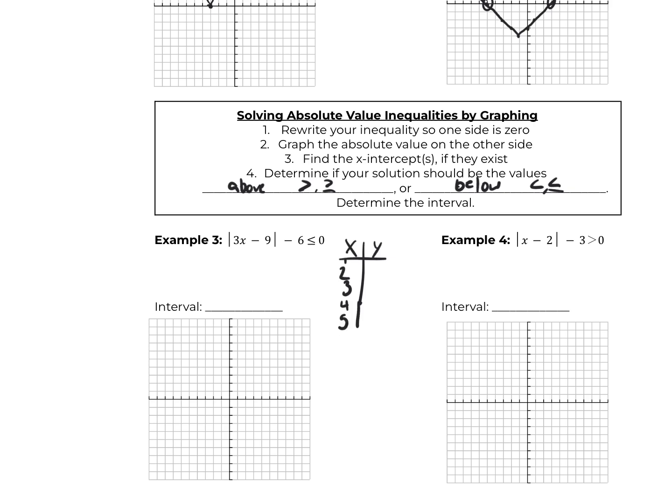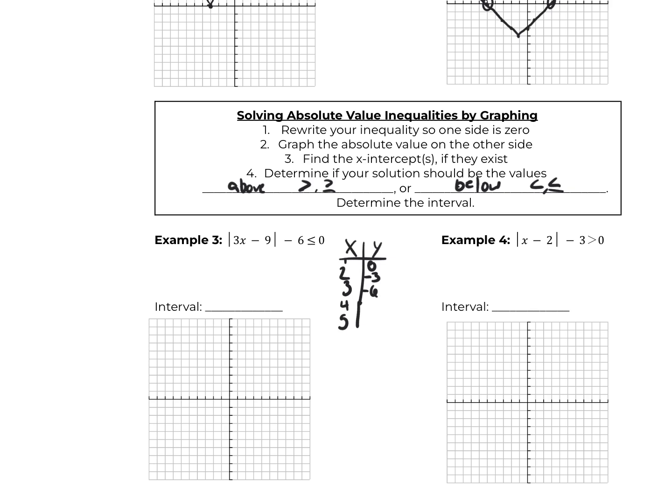All right, so 3 times 1 is 3. 3 minus 9 is negative 6. The absolute value of negative 6 is 6. And 6 minus 6 is 0. Then we got 2. 3 times 2 is 6. 6 minus 9 is negative 3. The absolute value of negative 3 is 3. 3 minus 6 is negative 3. Then we have 3. 3 times 3 is 9. 9 minus 9 is 0. The absolute value of 0 is 0. And 0 minus 6 is negative 6.